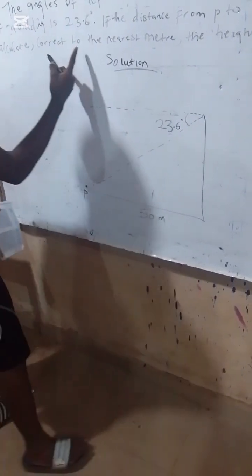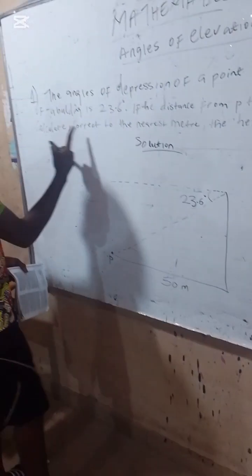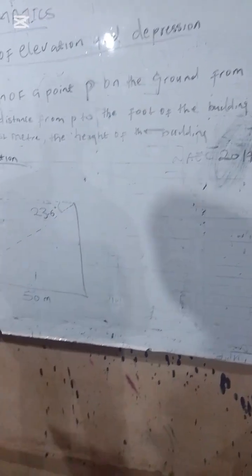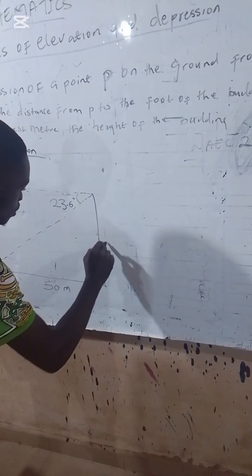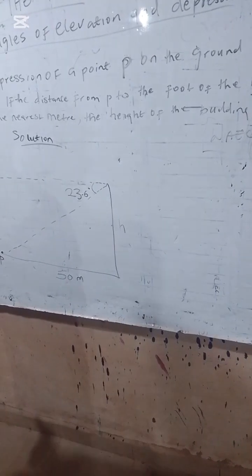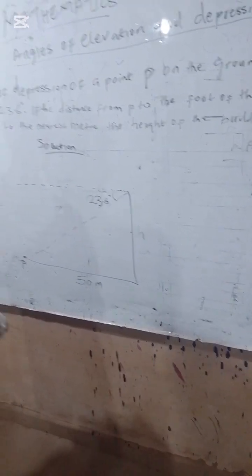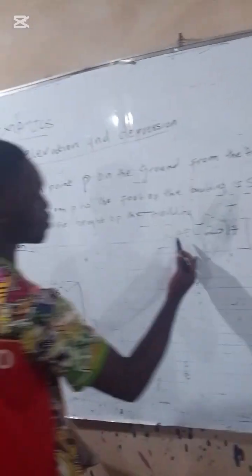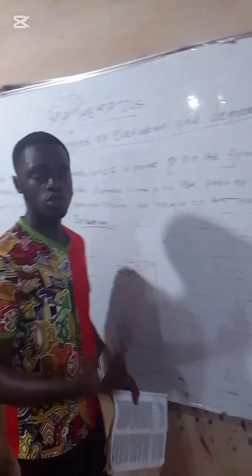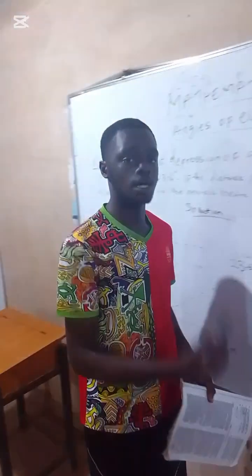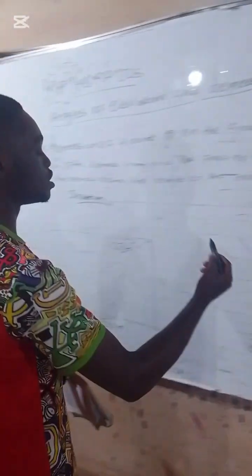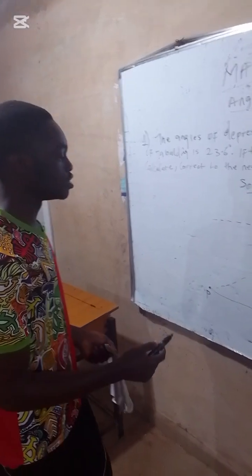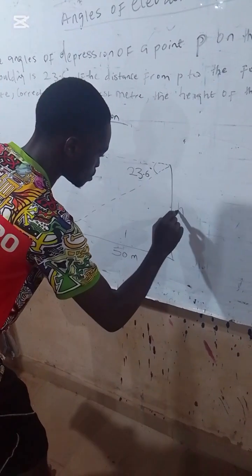Calculate, correct to the nearest meter, the height of the building. So this is the building, and we are looking for the height. You understand? Now, remember, this is a WAEC question, mostly for WAEC students. Not only WAEC questions, I also solve JAMB questions. This particular question is a WAEC question. So let's continue with our solving.